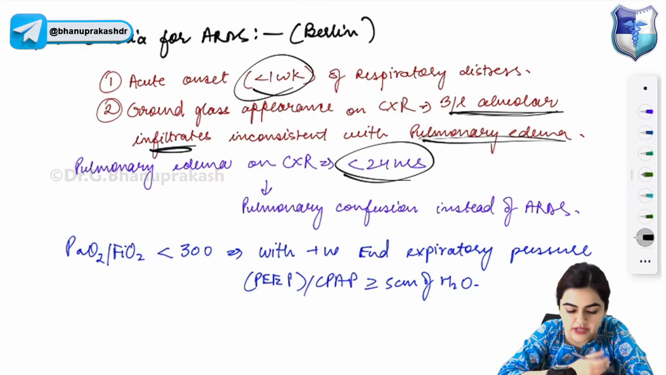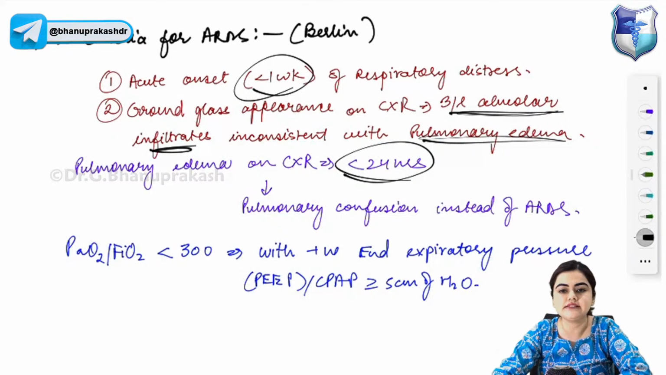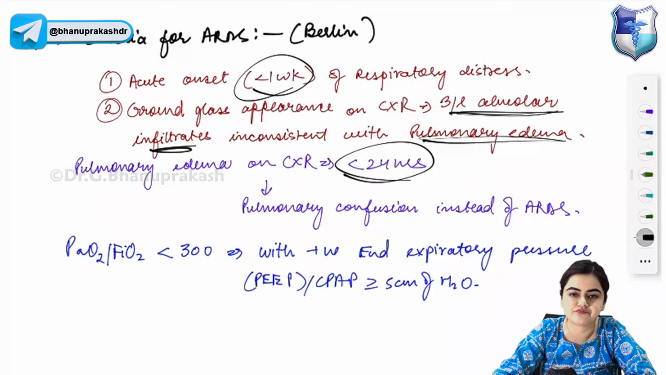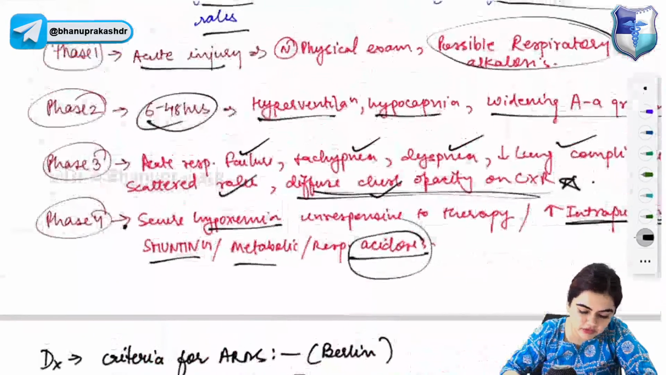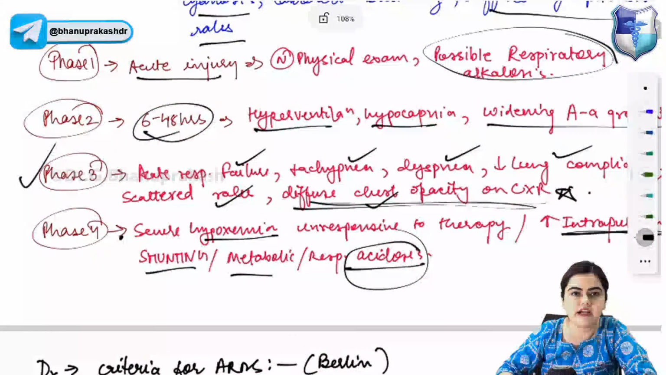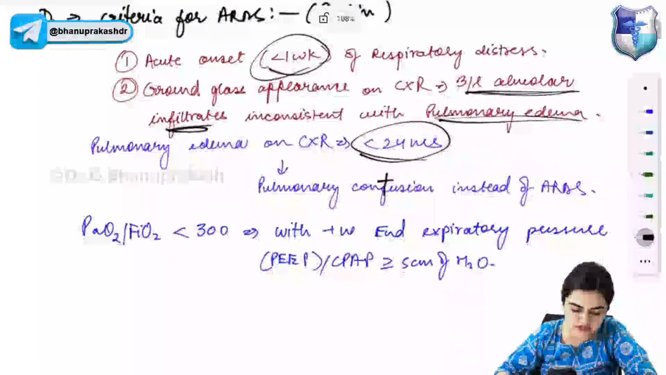Please understand this: if pulmonary infiltrates are developing on chest x-ray within 24 hours, then you will suspect pulmonary contusion, not ARDS. In ARDS, these bilateral alveolar infiltrates will develop after 48 hours. Okay.